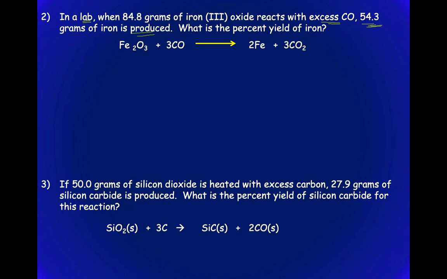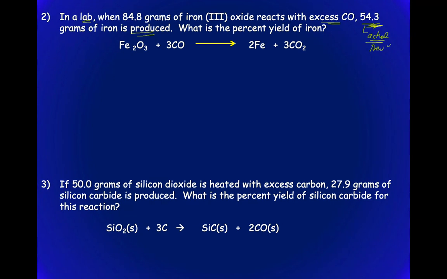Okay, so because it's in a lab, this is going to be my actual. Sometimes it's not easy to tell, but in this case it says in a lab, that's my actual. So I'm going to label it my actual, but we're looking for the percent yield of iron. So we're looking for the actual over the theo. However, in the problem, the theo is not given.